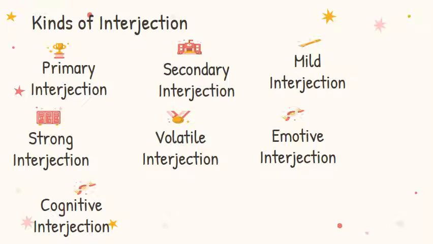There are 7 kinds of interjection. The first one is primary interjection, secondary interjection, mild interjection, strong interjection, volatile interjection, emotive interjection, cognitive interjection.